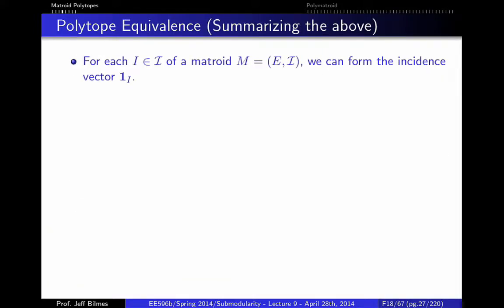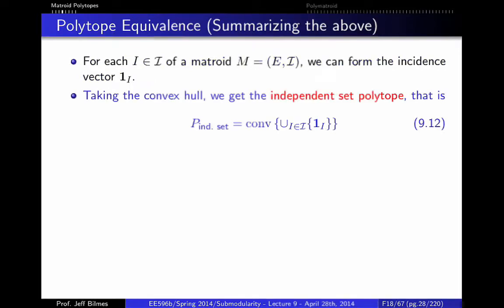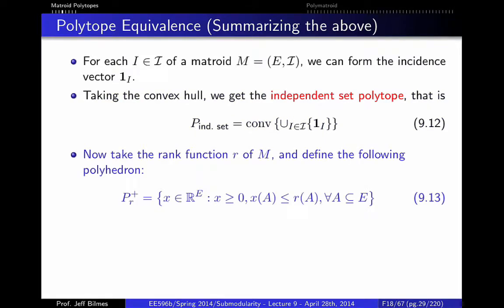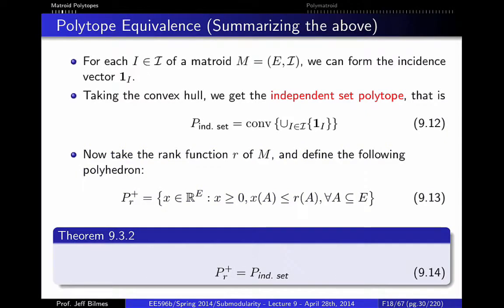So let's just summarize what we've done to make sure that it's clear. So for each independent set of a matroid, we can form the incidence vector, which is 1 of I, right? This is a summary now of what we've done. We can take the convex hull of the incidence vectors and we get the independent set polytope. We can take the rank function of the matroid and construct the rank polyhedron. And the theorem says that they're identical.